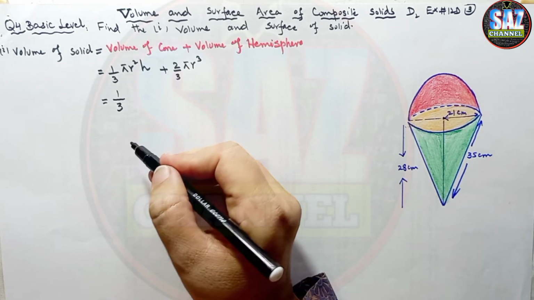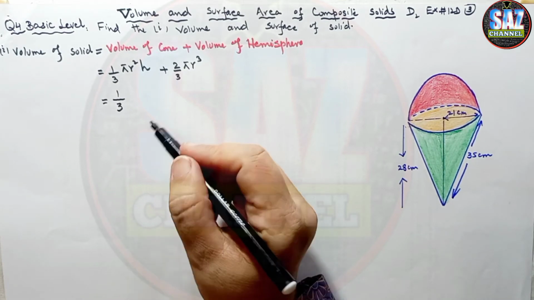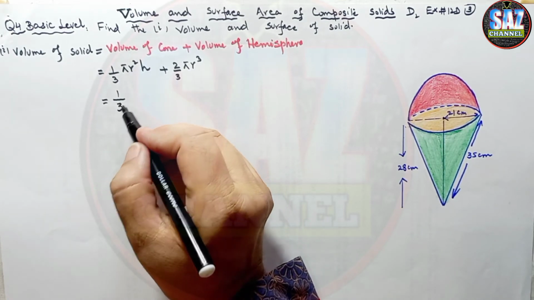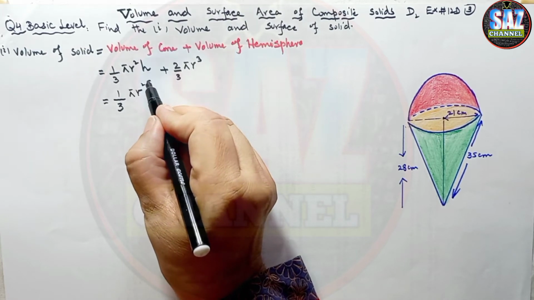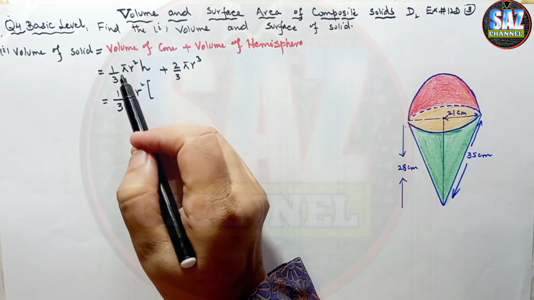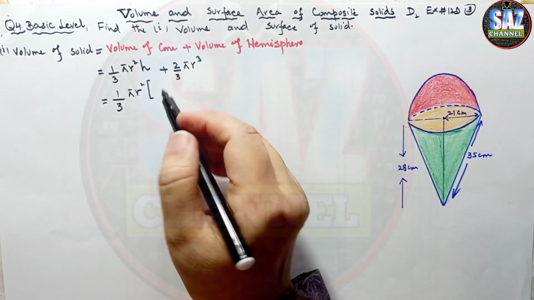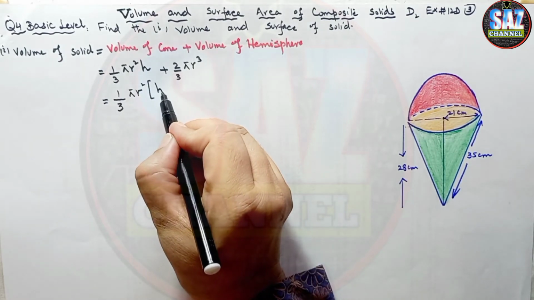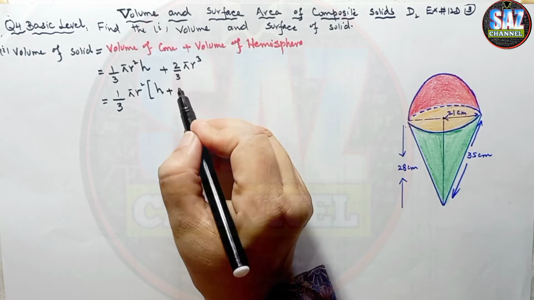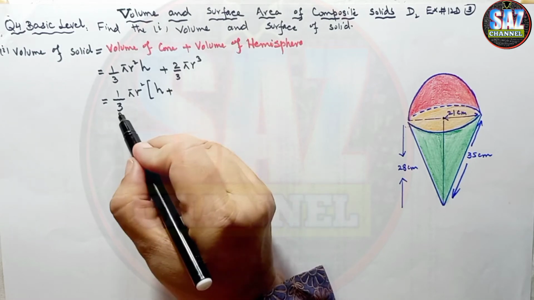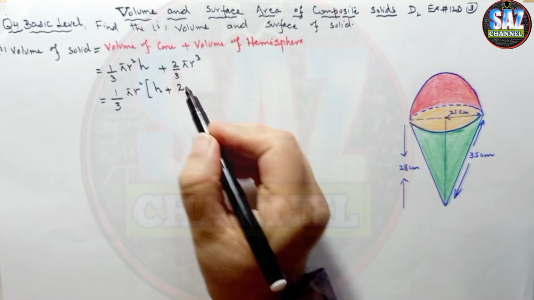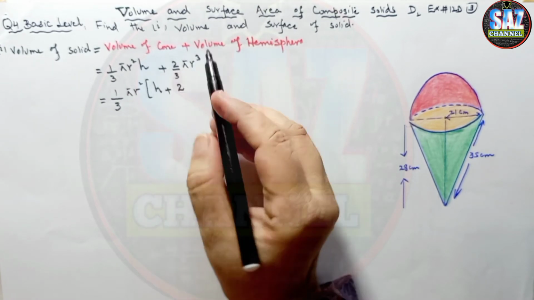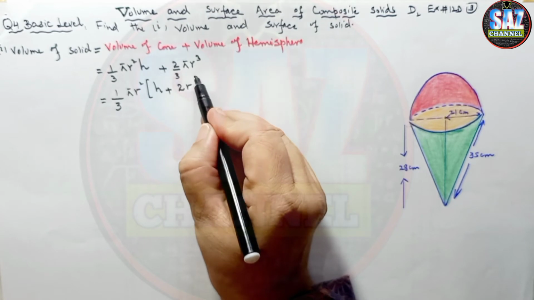D2 chapter number 3 and 4 has to be strong. So 1 by 3 pi r squared, and when I pull out 1 by 3 pi r squared from the first part, I am left with h, and from the second part, 1 by 3 is out, pi is out, so I am left with 2, and from r cubed, r squared is out, so this is r.